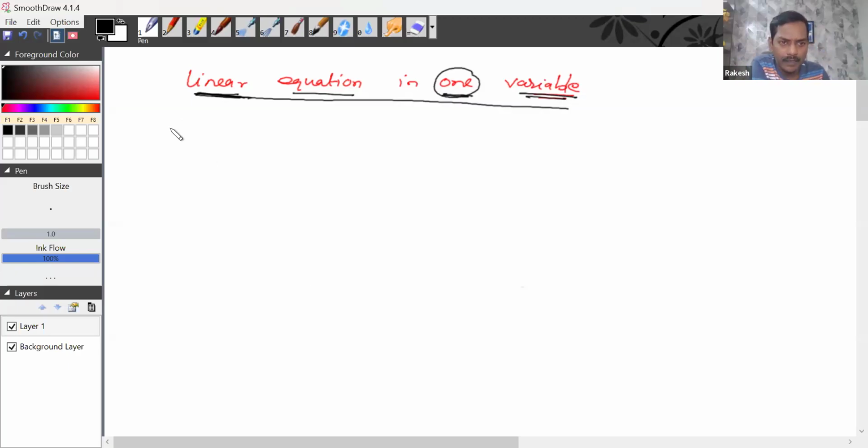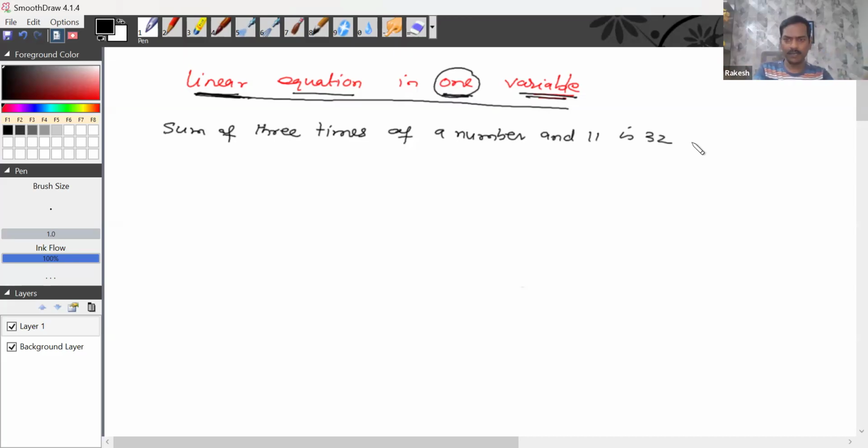I'm writing that sum of 3 times of a number and 11 is 32, right? This is a statement given. Some mathematical words are also used, right? Some mathematical numbers are also used. I want to understand this into a mathematical form. This is the most challenging part. If you can understand this, then solving a linear equation is not that challenging.